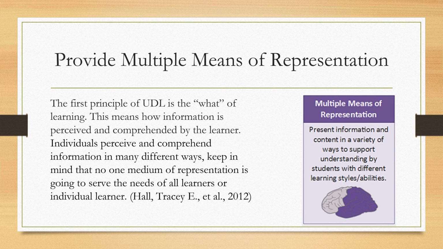So provide multiple means of representation. The first principle of UDL is the what of learning. This means how information is perceived and comprehended by the learner. Individuals perceive and comprehend information in many different ways. Keep in mind that no one medium of representation is going to serve the needs of all learners. So for example, some may struggle with text, others may struggle with understanding auditory and need a transcript to keep track. Some may need visual aids or differences in comprehension, and so forth. Curriculum should have enough flexibility for students and teachers to determine the most appropriate way to access the content.